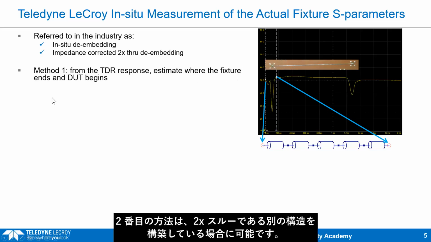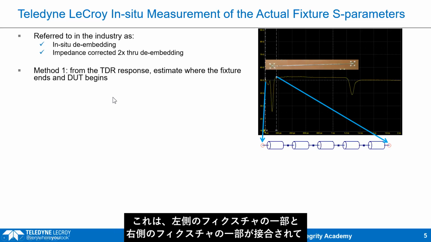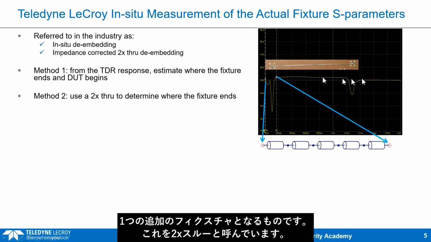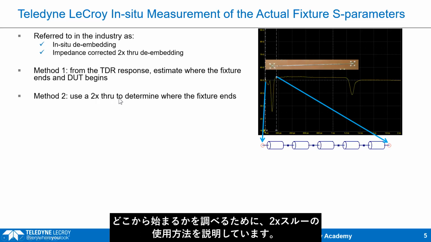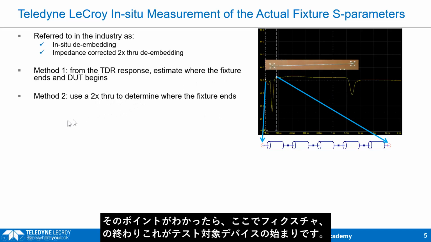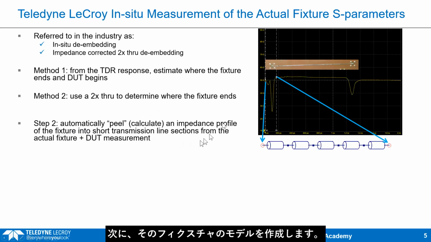The second method is possible if we have another structure that we've built that is a 2x through. That is just the piece of the fixture on the left and the piece of fixture on the right that's butted together as one extra fixture. We call that a 2x through. And in another video, I'll walk you through how we use a 2x through in order to find where does the fixture end and the device under test begin. Once we have that point, once we know here's the end of the fixture, here's the beginning of the device under test, we want to create a model for that fixture.